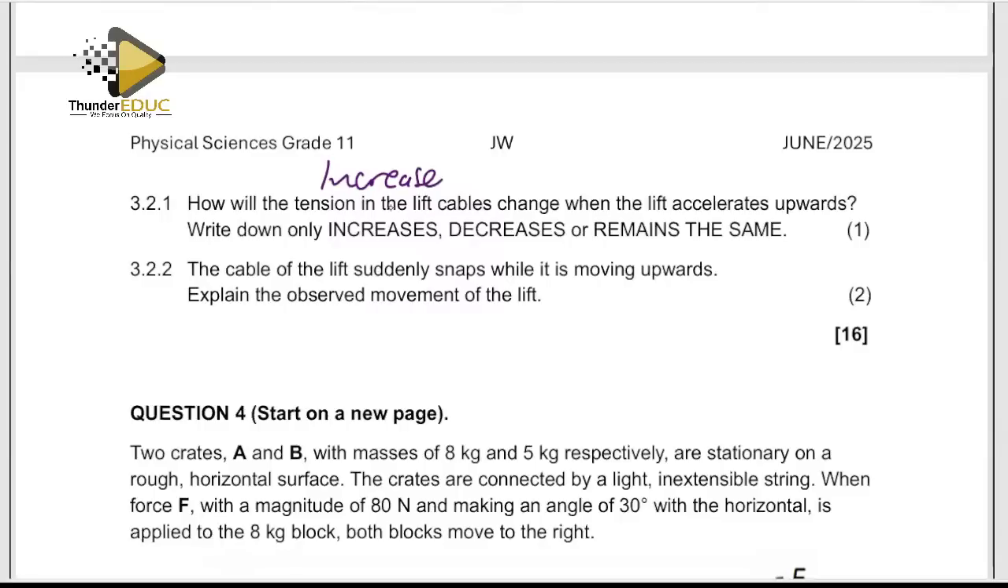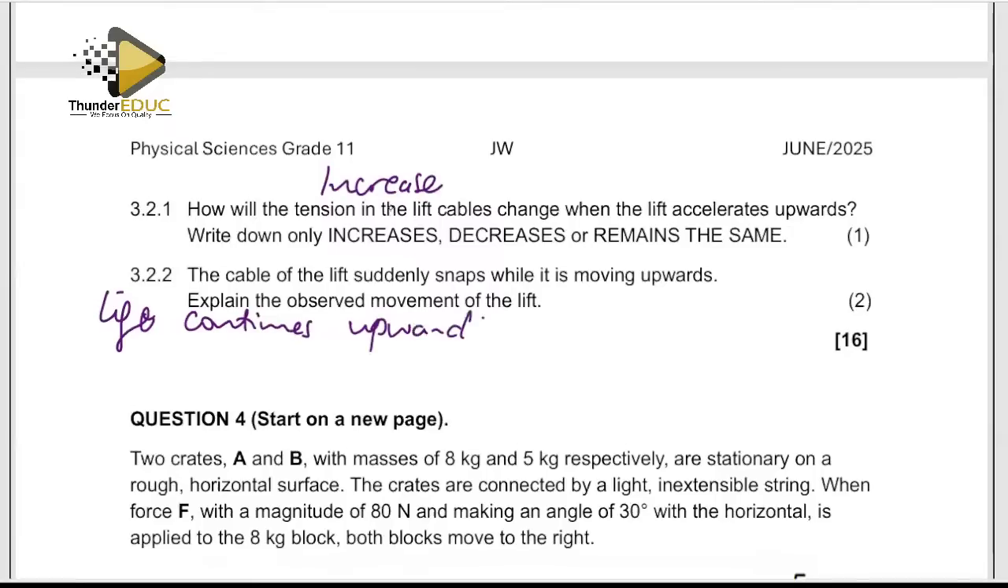And then the cable of the lift suddenly snaps while it's moving upwards. Explain the observed movement within the lift. So we're saying that the lift will continue going up, as by Newton's first law of motion. Then it will go downwards afterwards. So the lift continues upwards, it will continue upwards due to inertia, before it goes down.